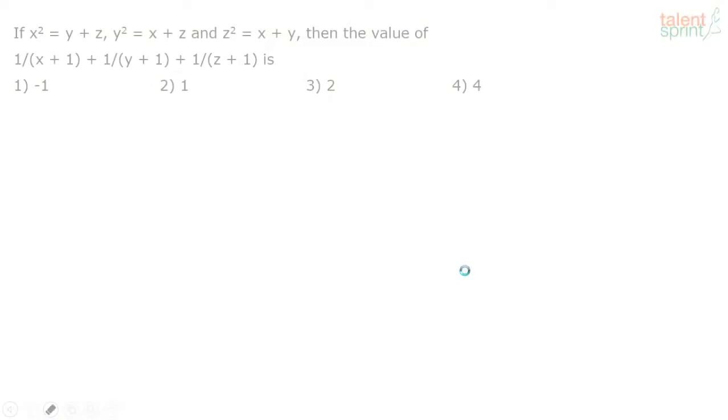So I hope you can see the question. The next one says: if x squared equals y plus z, y squared equals x plus z, z squared equals x plus y, then the value of 1 by x plus 1, plus 1 by y plus 1, plus 1 by z plus 1 is. Try this out.